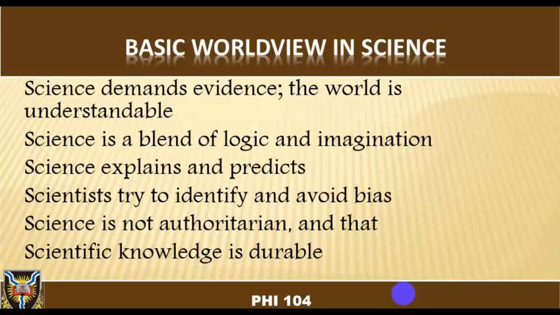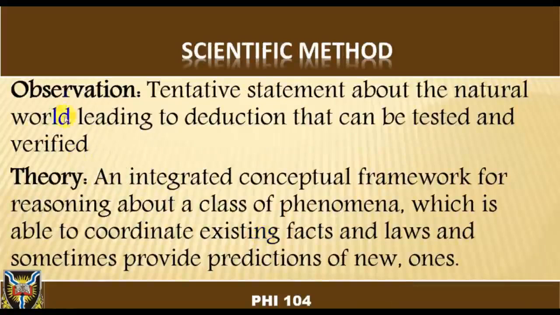This is the method that lays uncanny emphasis on the need and significance of proof, which must involve a conduct of experiment and performance of careful observation. Such method called scientific method involves these steps. 1. Observation. Tentative statement about the natural world leading to deduction that can be tested and verified.